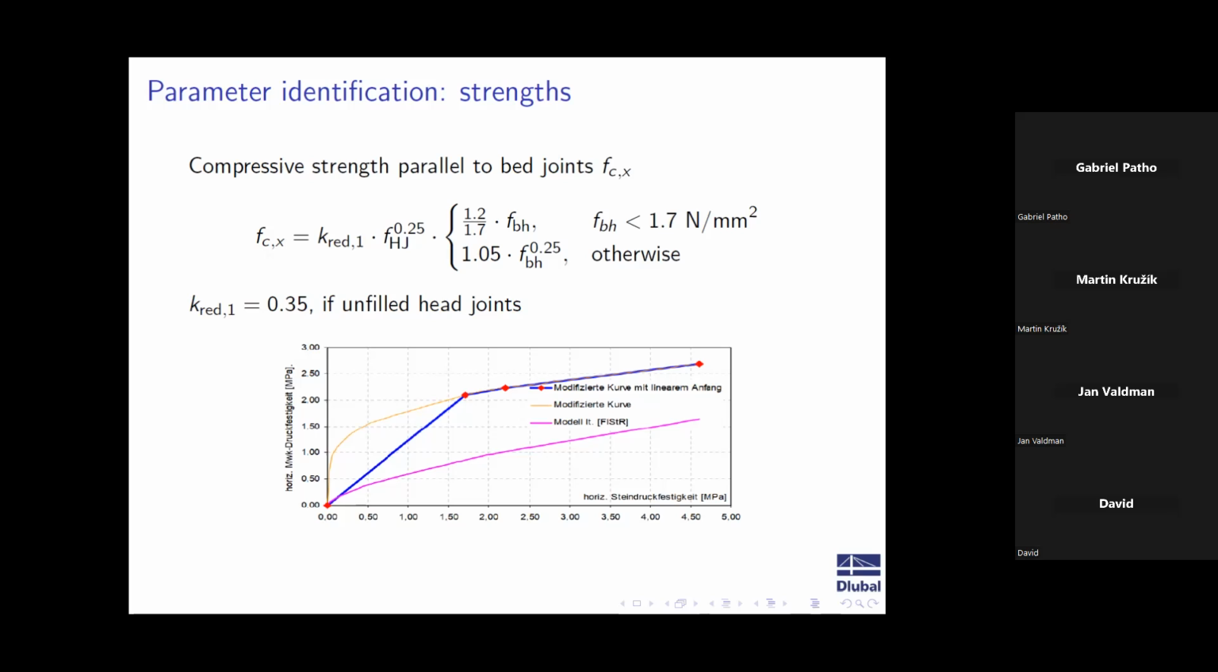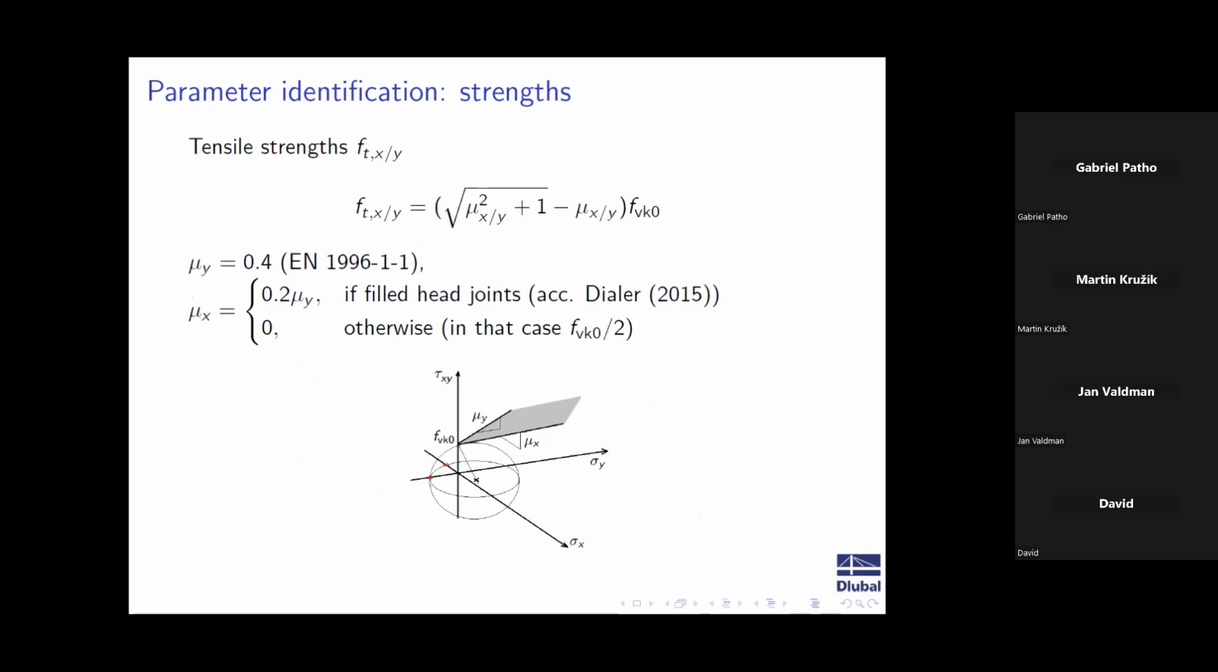Again, as this is my weak axis, I can have filled or unfilled head joints, which then reduces my overall strength. If it's unfilled, of course, the mortar has no additional effect on my overall stress. So in these cases, in the X direction, you almost always have some reduction factors. Here it's 35% of my initial compressive stress. Okay, so we have the compressive strength.